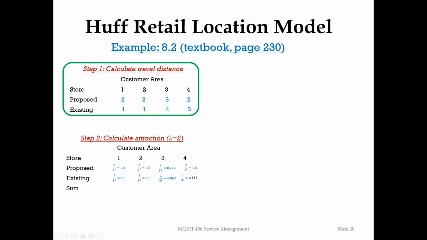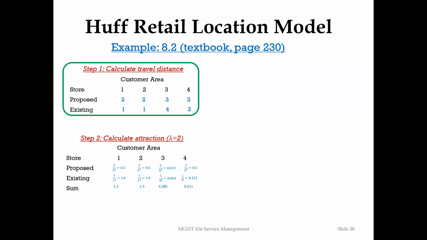Next, we need to do the sum of attraction for each customer area. So how do we get 1.5? It's 0.5 plus 1.0. And we also want to do it for customer area 2: 0.5 plus 1 is 1.5. We need to do it for customer area 3 and 4 as well.